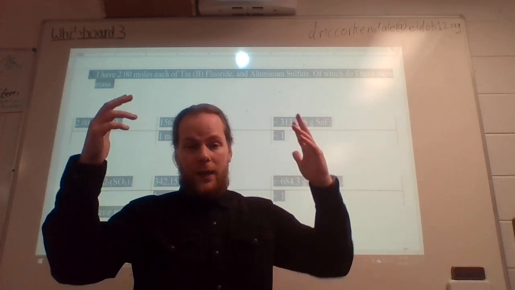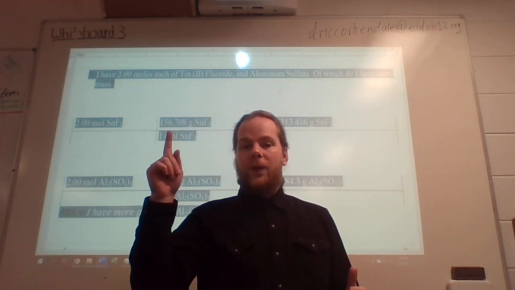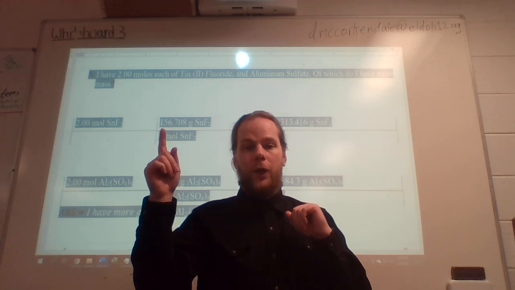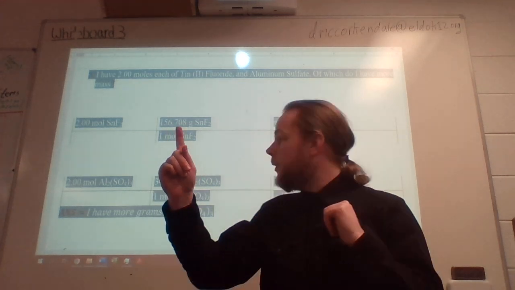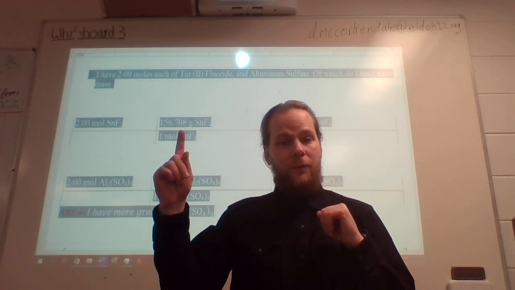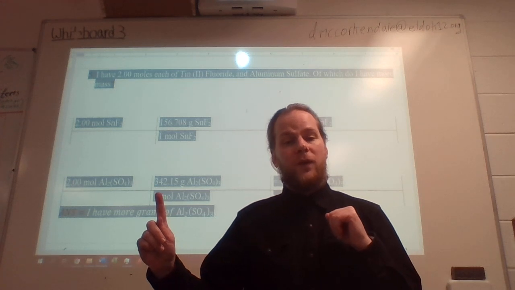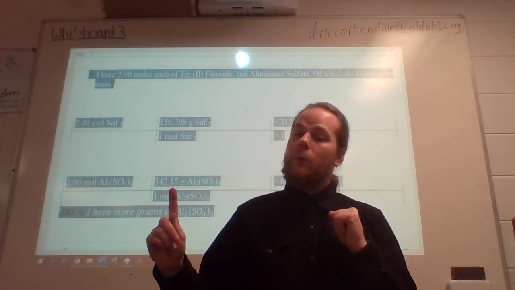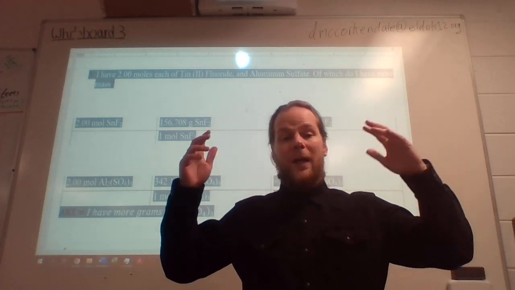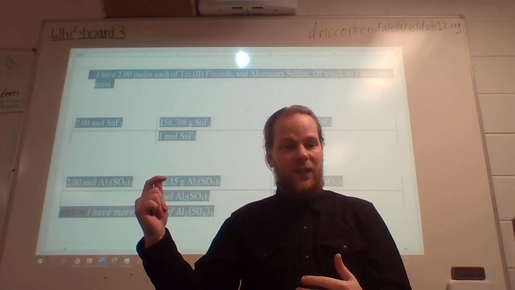So if we calculate the molar mass for both, we get that tin 2 fluoride has a molar mass of whatever this number is. There's a line in the way, I can't see it. 156.708 grams per mole, while the aluminum sulfate has a molar mass of 342.15 grams per mole.